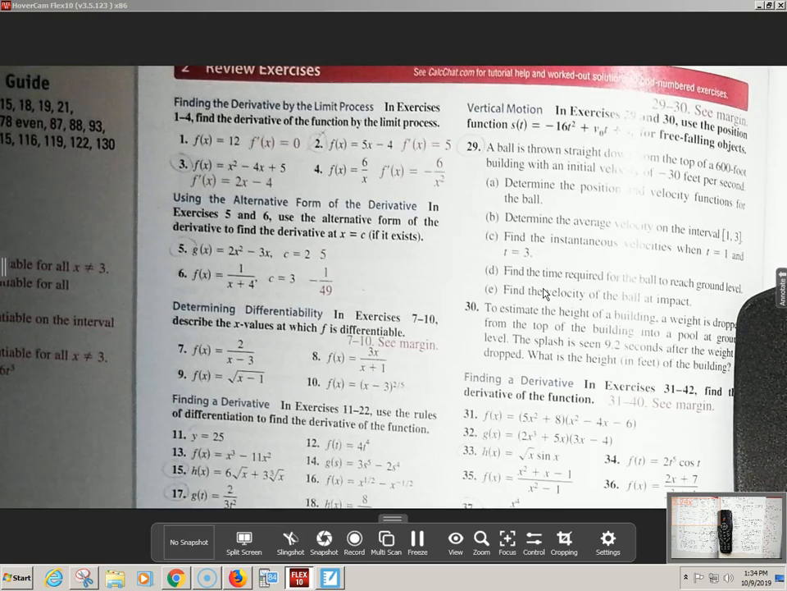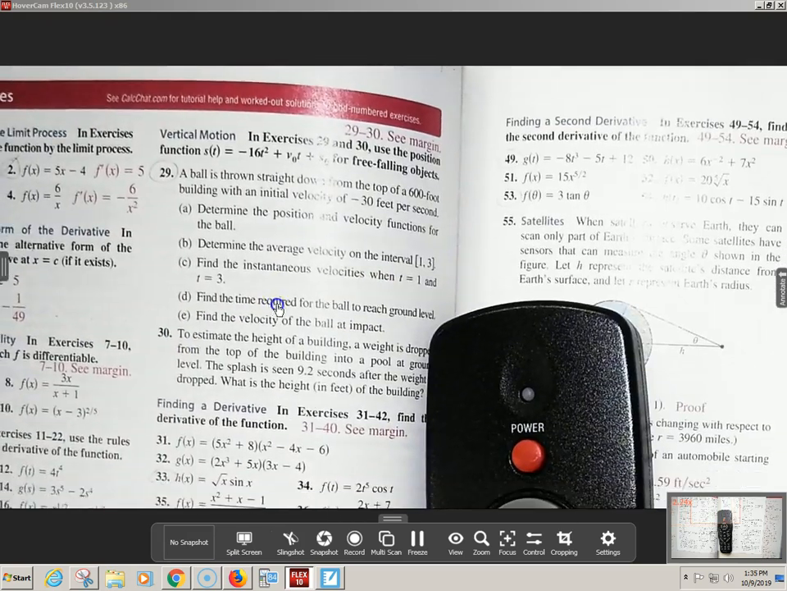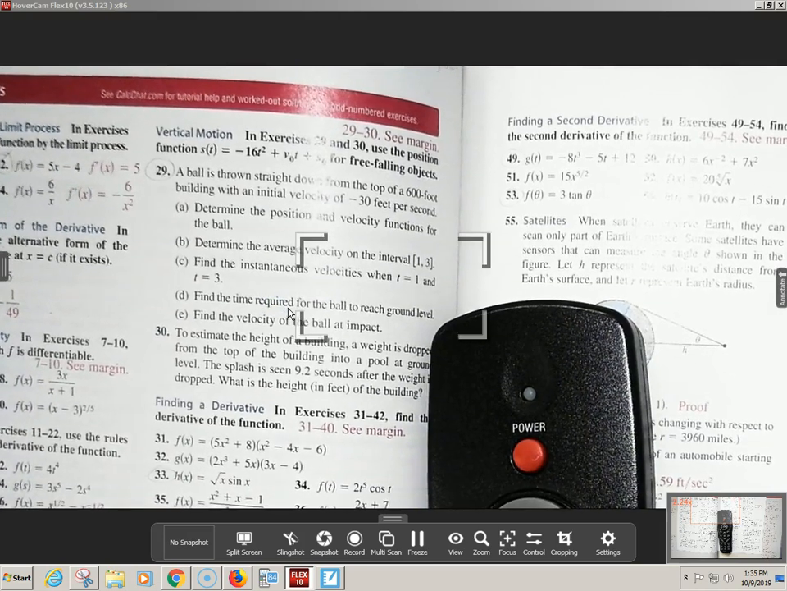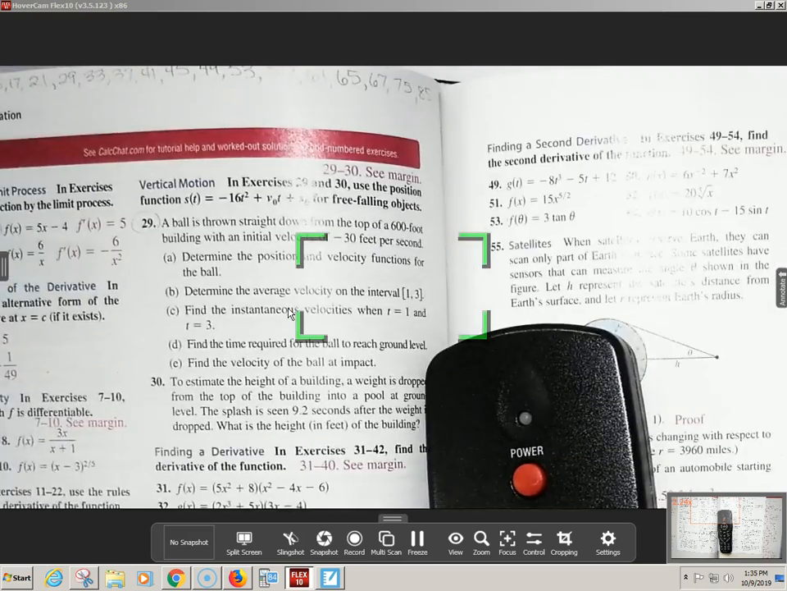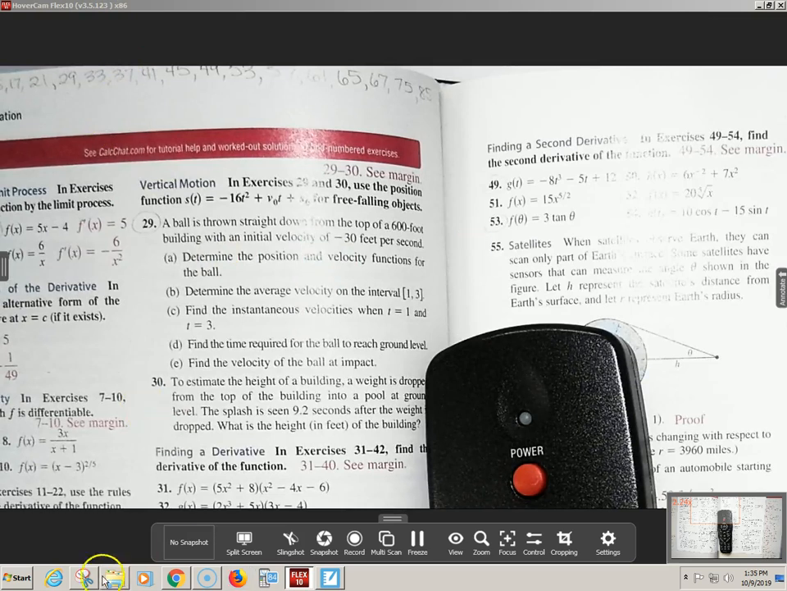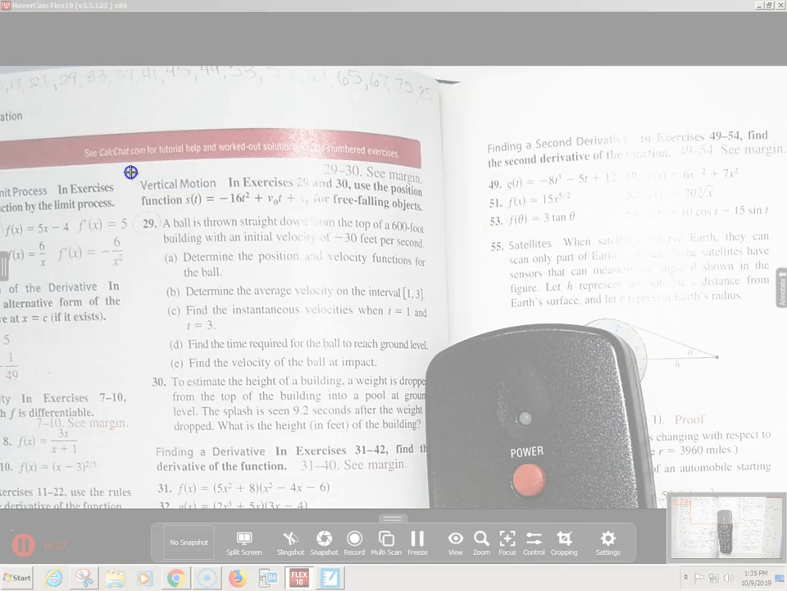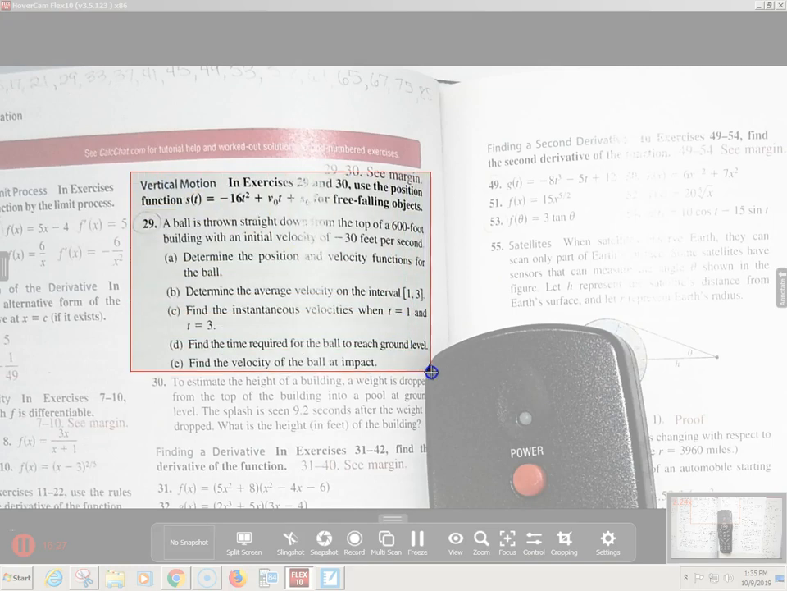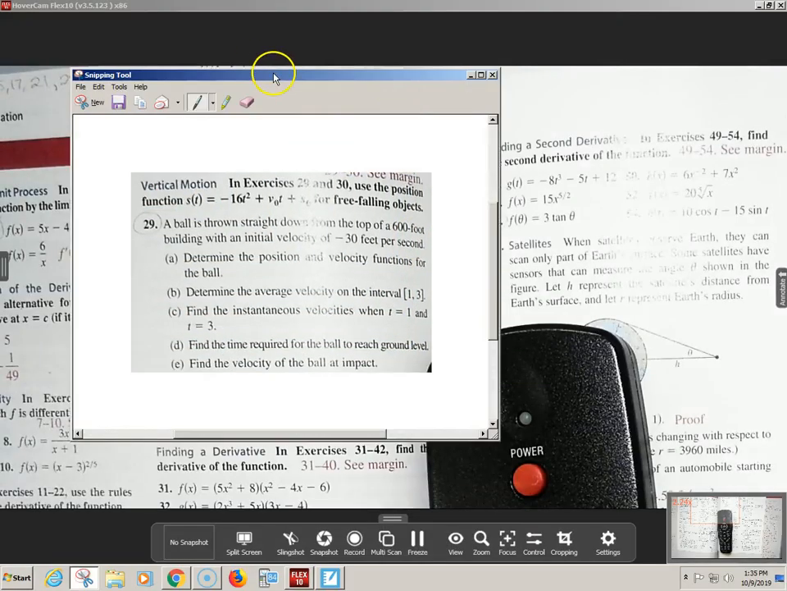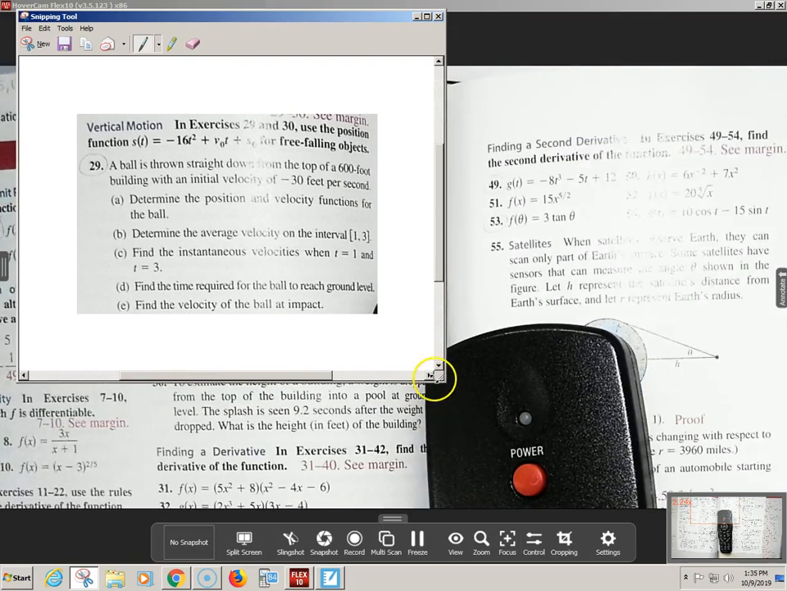Okay, number 29 is the next one. Oh, this is a great one for tomorrow. Hint, hint, hint. I'm trying as best as I can. I know. Okay, so I miss him too. Here we go.